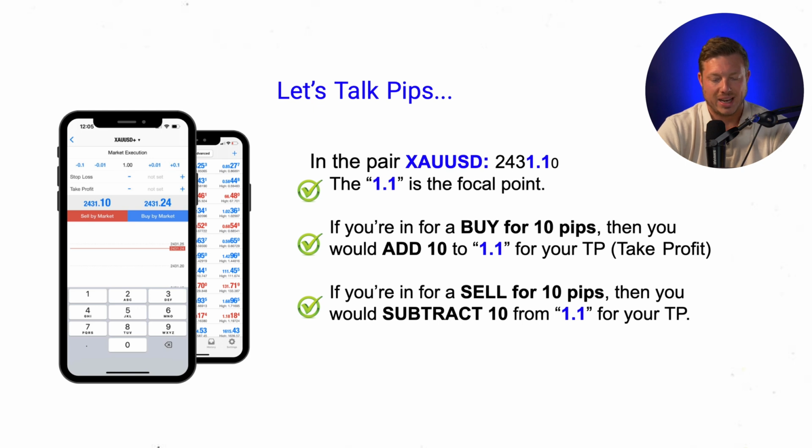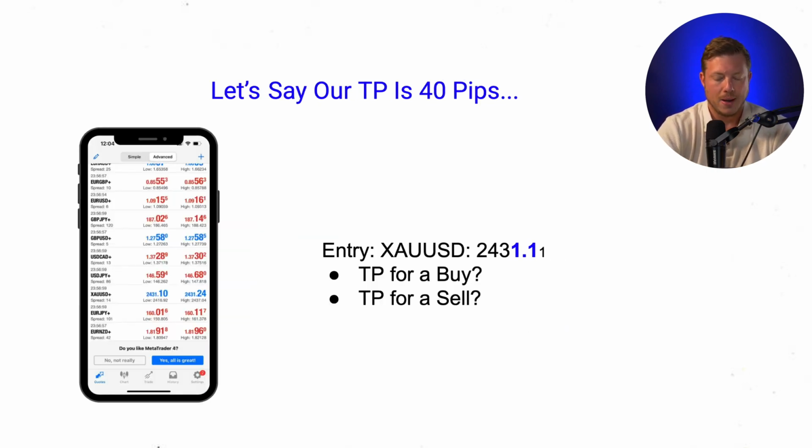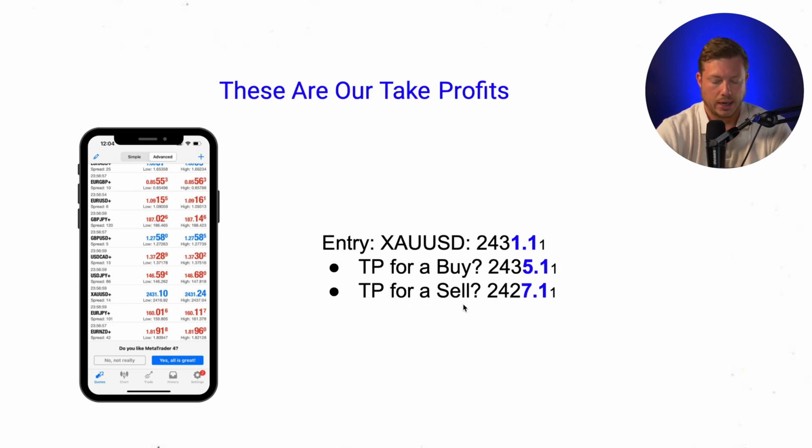So if we look at here on gold, the focal point is the 1.1. If you're in a buy for 10 pips, then you would add 10 to the 1.1 for your take profit, for example. If you're in a sell, you would subtract that off from the 1.1. So in these scenarios here, let's say our take profit is 40 pips and you were going for a buy or a sell, this is what it would look like. It would go from 1.1 to 5.1 because that is 40 pips.